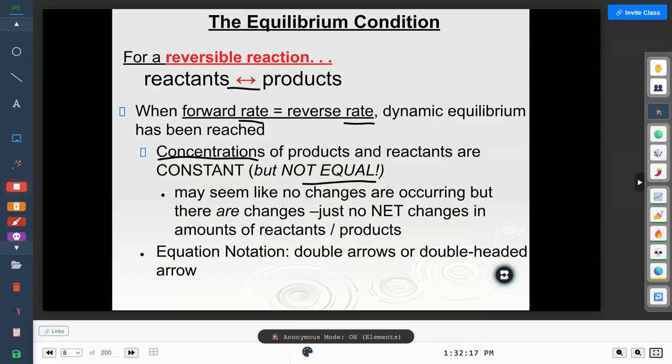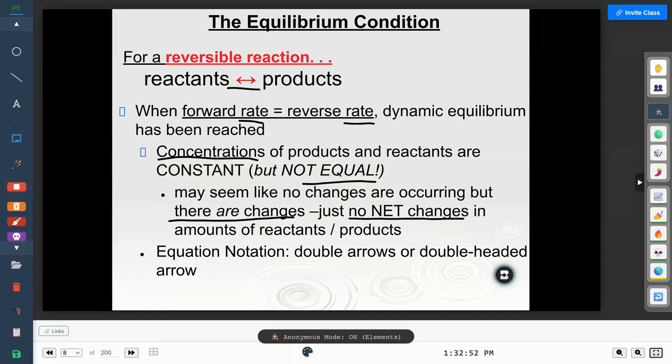And you guys are going to do a lab later on that will be a really great example of this. And it's so simple, it's just moving paper clips around, but it's just a brilliant way to demonstrate that the concentrations are not necessarily going to be equal, but you can have a constant back and forth. So the rate of the forward and the reverse reactions are going to be equal. Remember that there are changes. It might seem like there are no changes. There are changes, right? It just is that there are no net changes in the amount of your reactants and products. And so the amounts are changing.